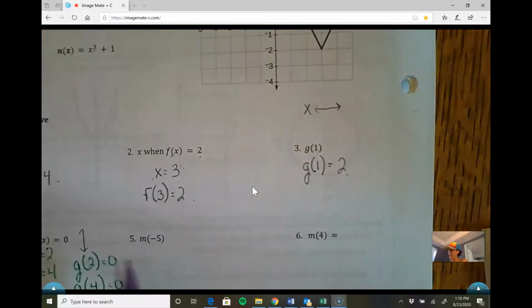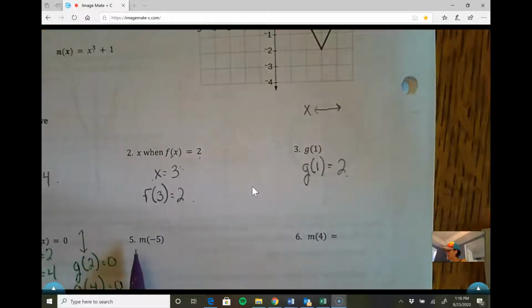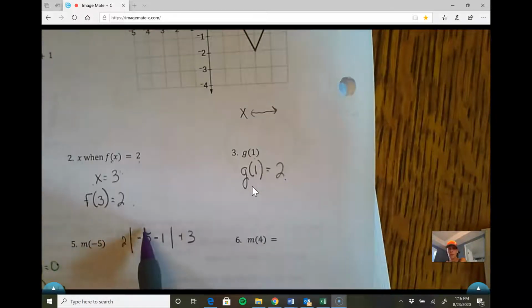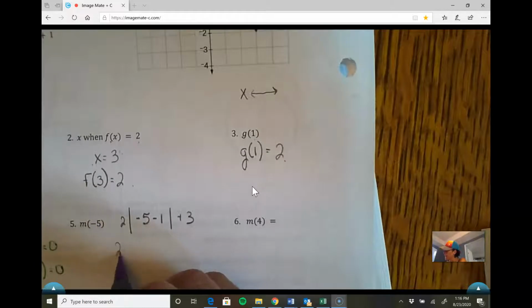All right, next one, -5. So we're going to go to the function m of x, and this is saying when x is -5. And so this is going to be a good review of absolute value. So I'm going to put -5 into here. And one really common mistake that's made with absolute value is we want to distribute. And we would distribute if it were parentheses, you know, we could do that.